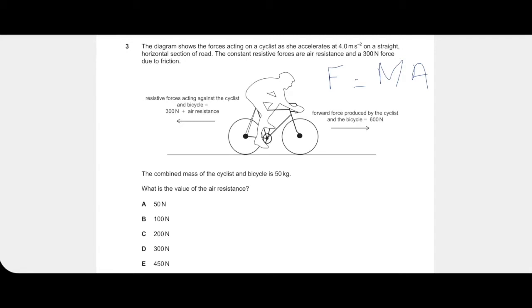So now that you've figured out step 1, step number 2 is inputting the values into the equation. So let's start with force. I'm going to go in the forwards direction, so the force forward I'm going to put as my positive side. So I'm going to go 600 minus 300 minus x is equal to the acceleration, which is 4, and the mass, which is 50.